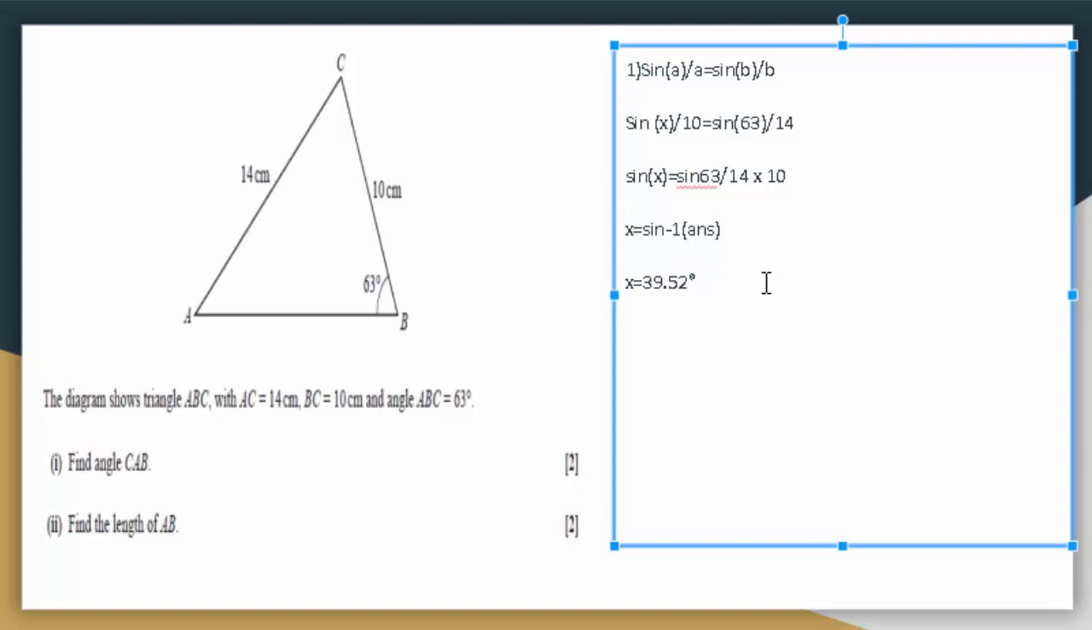So that's for part one. For the same question, we have been tasked to find the length of AB. Since we know what this angle is and what this angle is, we can add up what we got before, so 39.52 plus 63 will be 102.52 for this angle. Now I want to take away, so 180 minus 102.52 equals 77.48.